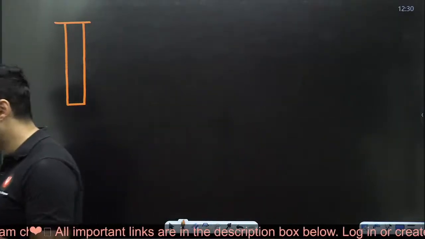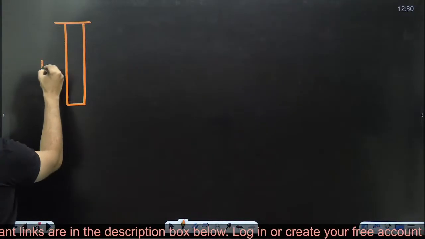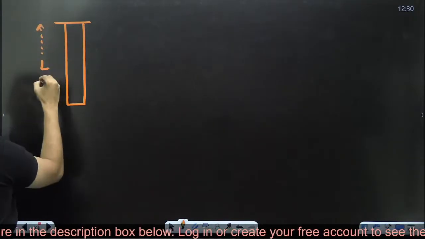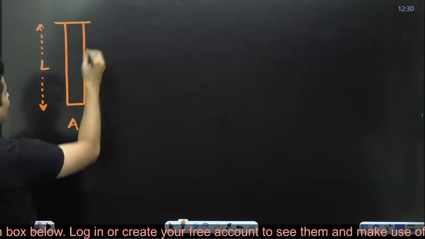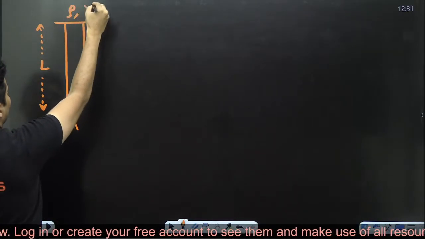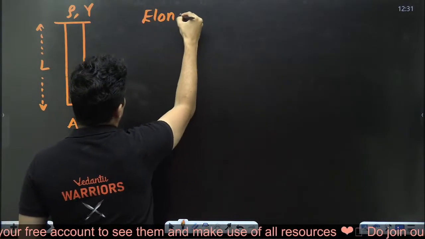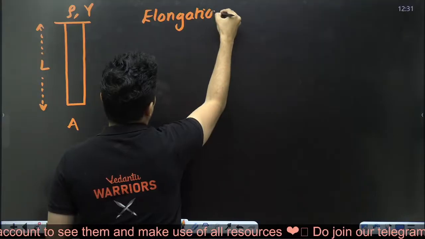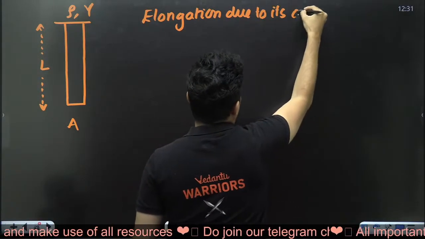This is also a very, very commonly asked question. There is the length of the rod given. The area of the rod is given. The density of the rod is given. Young's modulus is given. So elongation due to its own weight.